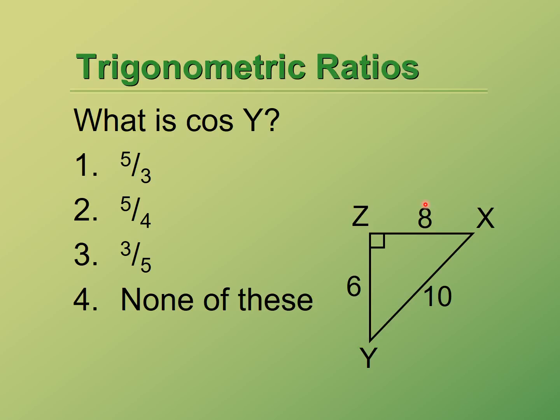Now we want cosine of y. So here's y, and cosine is adjacent over hypotenuse. So it would be 6 over 10, which reduces to 3 over 5.